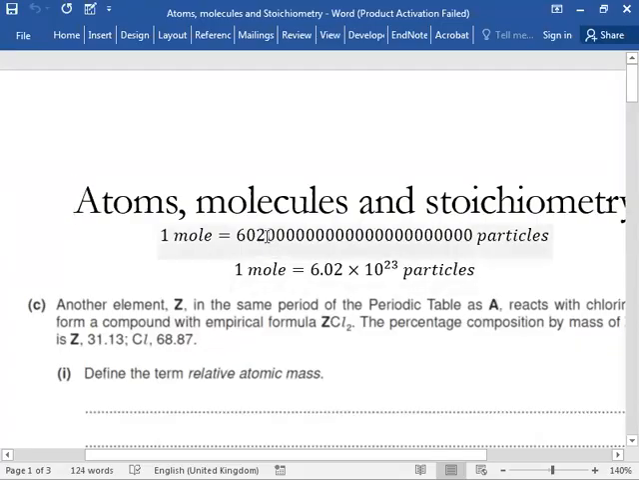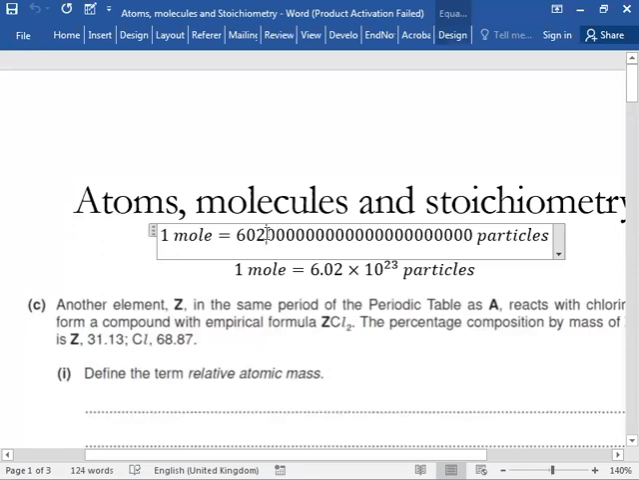Let's understand the concept of mole. What does mole mean? These are the number of particles that combine to give you 1 mole. How you need to understand it is very important. If you combine 12 of anything, what is that? What do you call that?